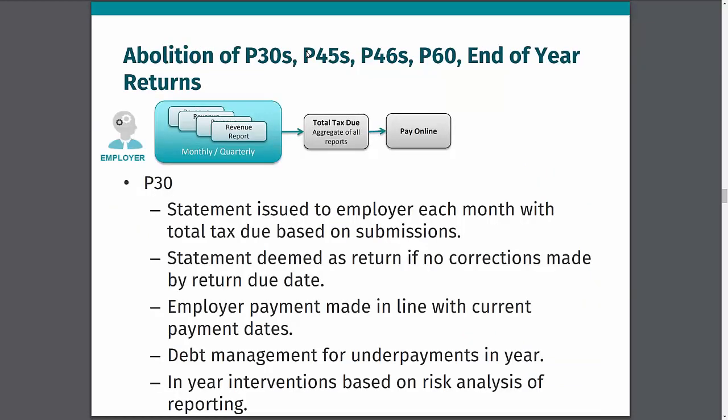In order to get rid of the actual P forms, we've obviously had to put other mechanisms in place to account for the details that would have been coming in on those forms. So for the P30, a statement will be issued to the employer each month with the total tax due based on the submissions that they will have made in that month. The employer will then have a period of time to check that that is correct. If we don't hear from the employer, we will deem that statement as being correct, and that will be what the payment should be on the return due date.